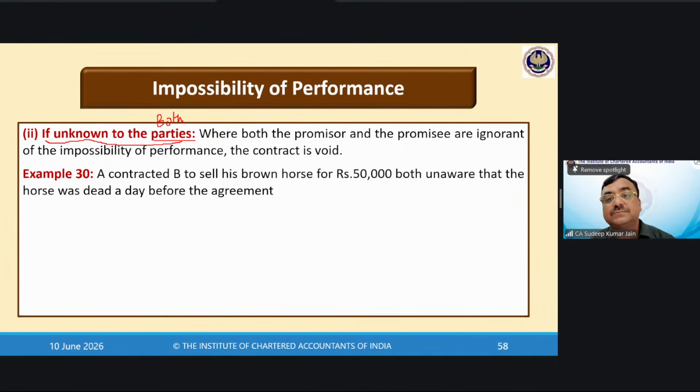Sir, what about if one party has an idea about the impossibility? Let's check.